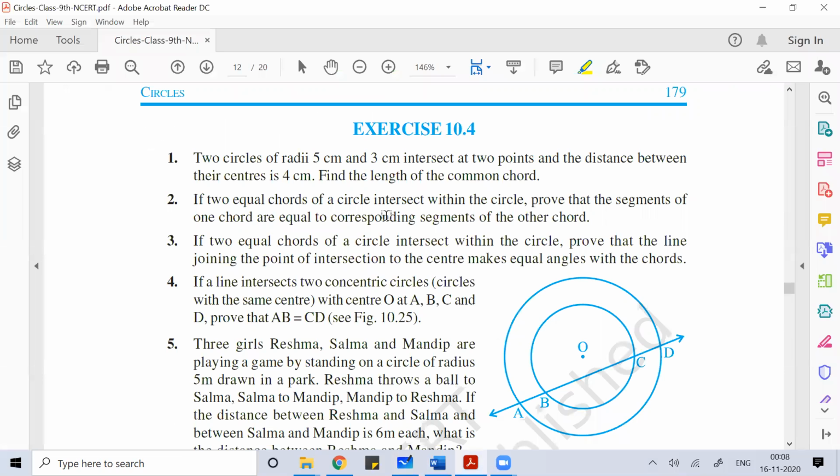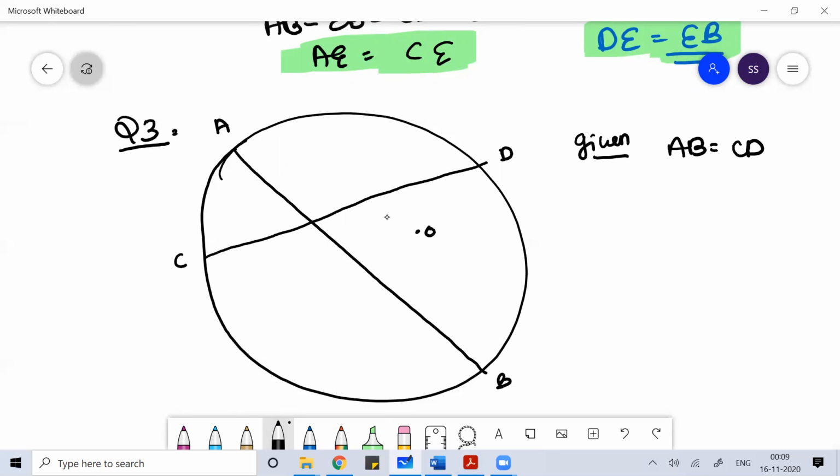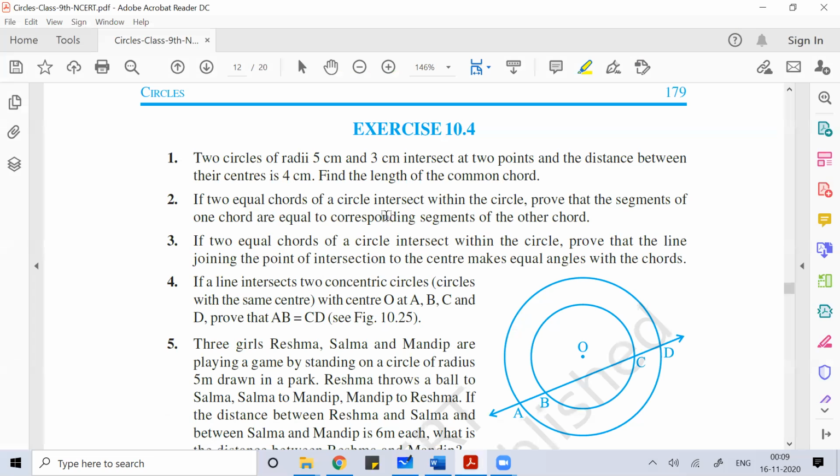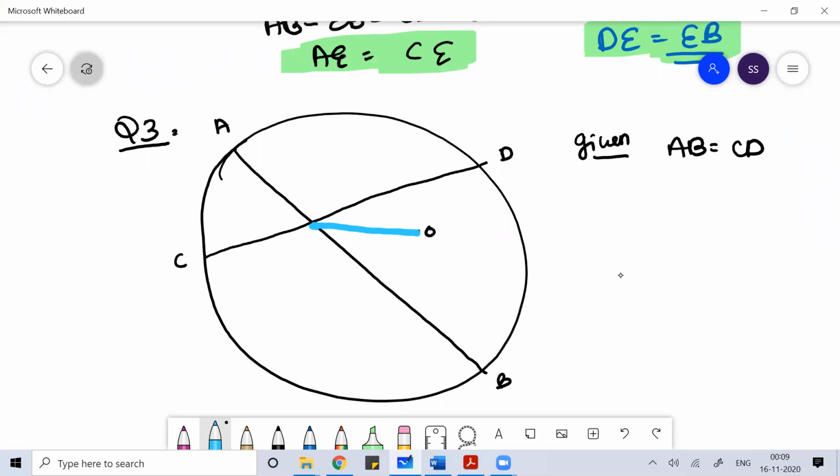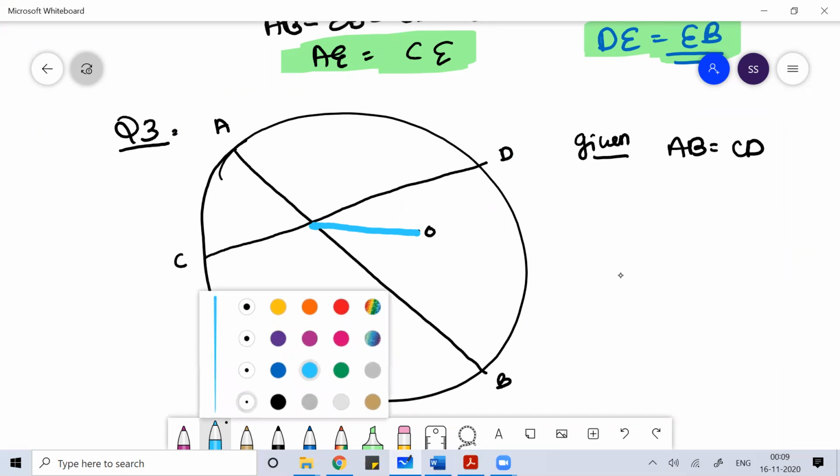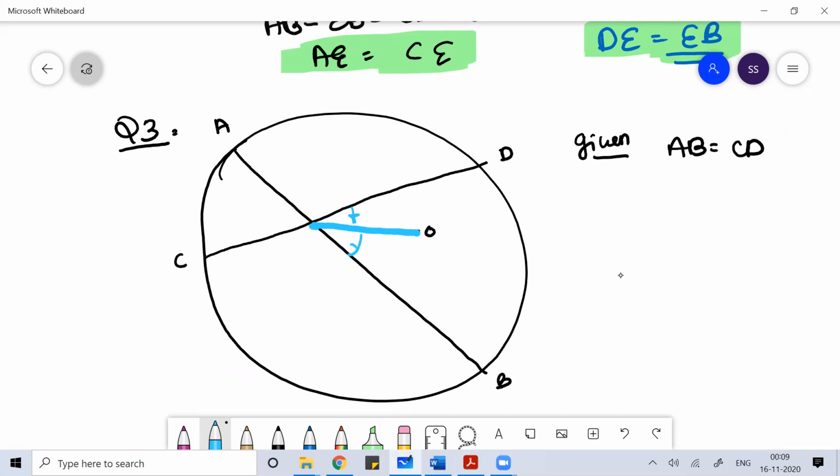Prove that the line joining the point of intersection to the center makes equal angles with the chords. So you have to prove that this angle and this angle are equal.